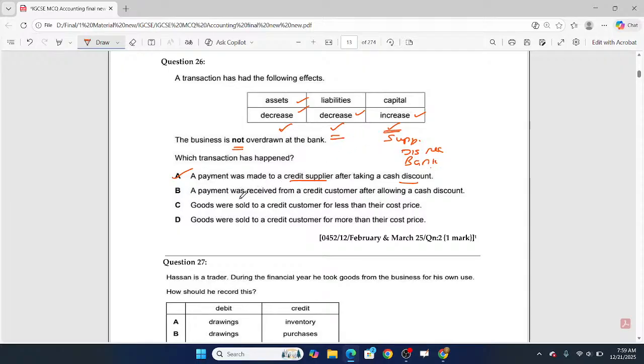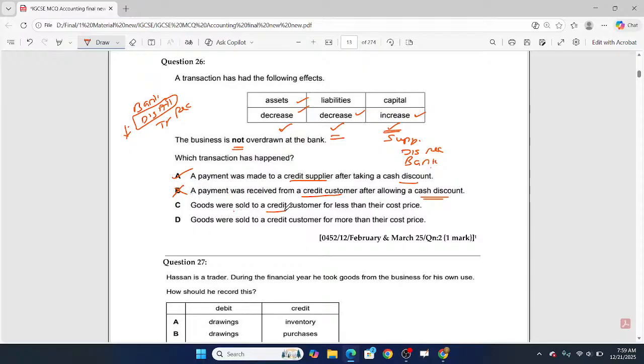Cross verify. A payment was received from a credit customer after allowing a cash discount. Payment was received, so in this case bank account and discount allowed account are debited, and customer trade receivables account is credited. Here, discount allowed is a nominal account. As it is a debit, capital account decreases. Here the capital account increases, so it is not the correct choice.